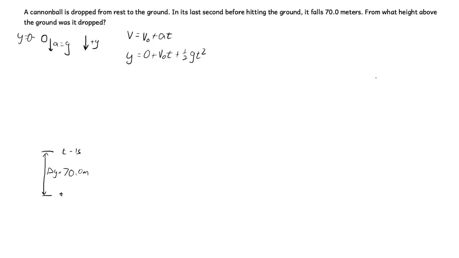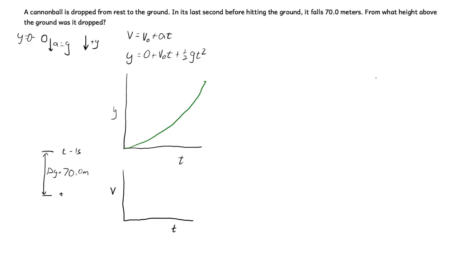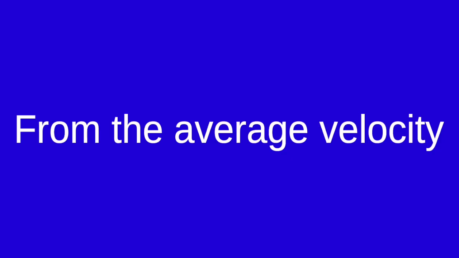So what does that mean? That means we get a plot something like this. If this is our y and this is our time, then the y looks something like that. And our velocity time plot, might as well sketch one of those too. And the velocity starts at 0. And we know that the slope equals g. So what else can we do with this?